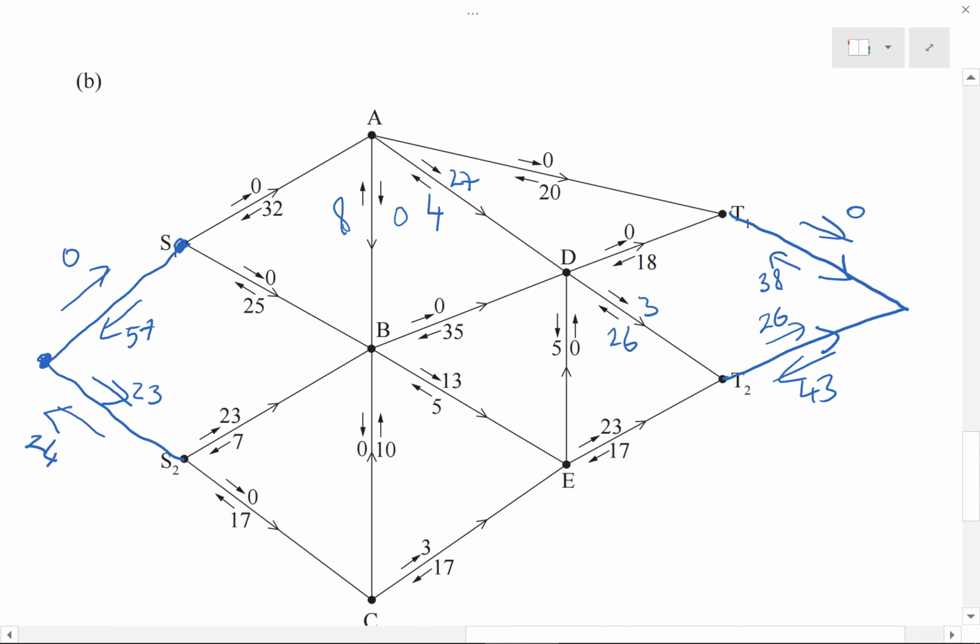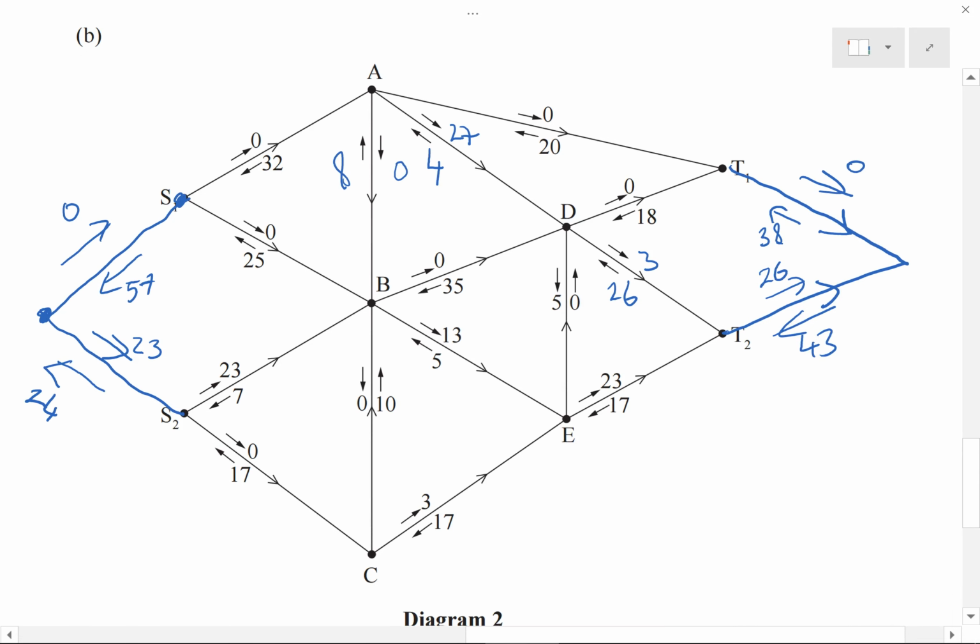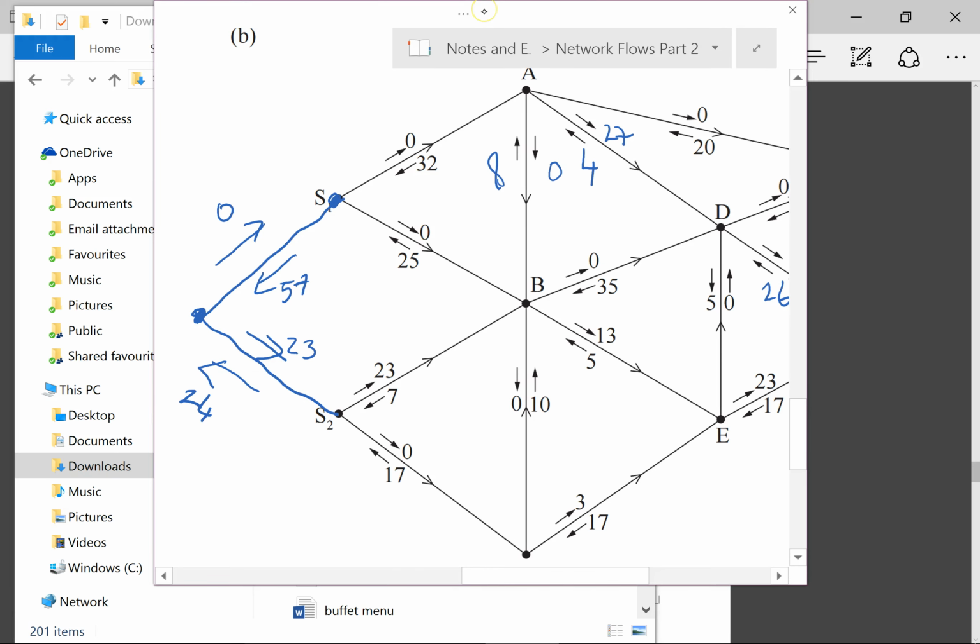There we go. Okay, so we're looking for flow augmenting routes here. Right, let's just find one. Let's change my color to red.